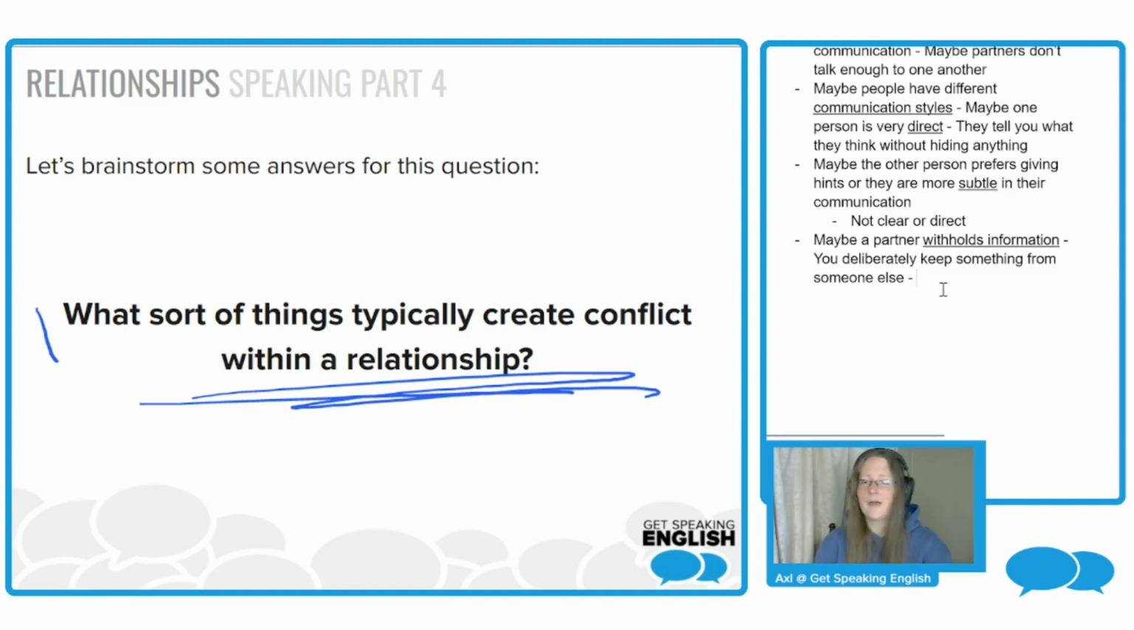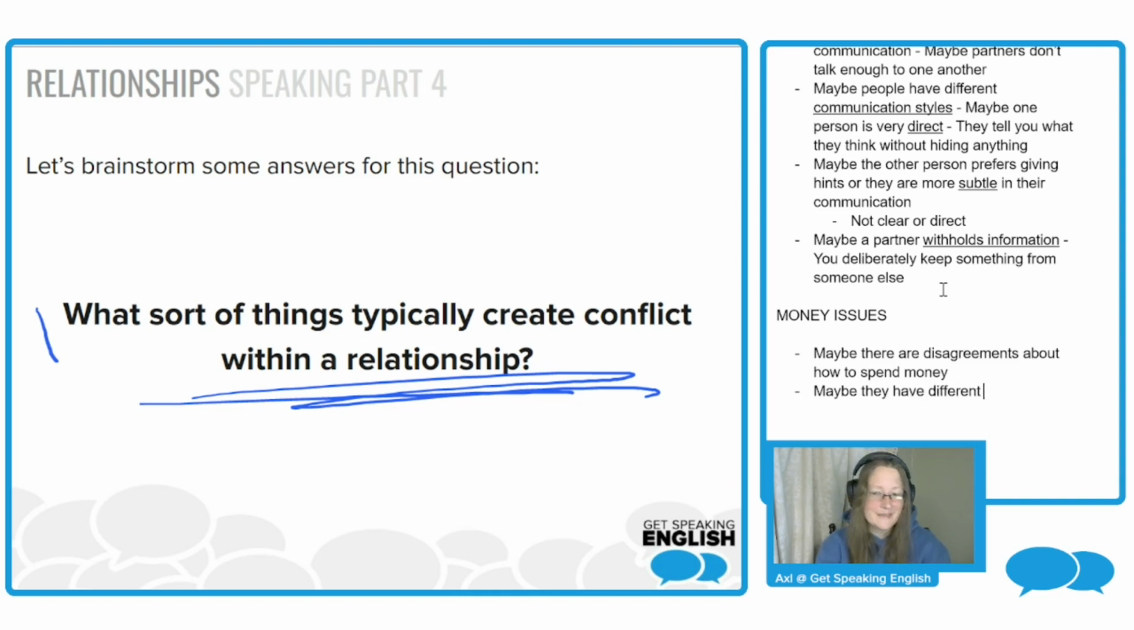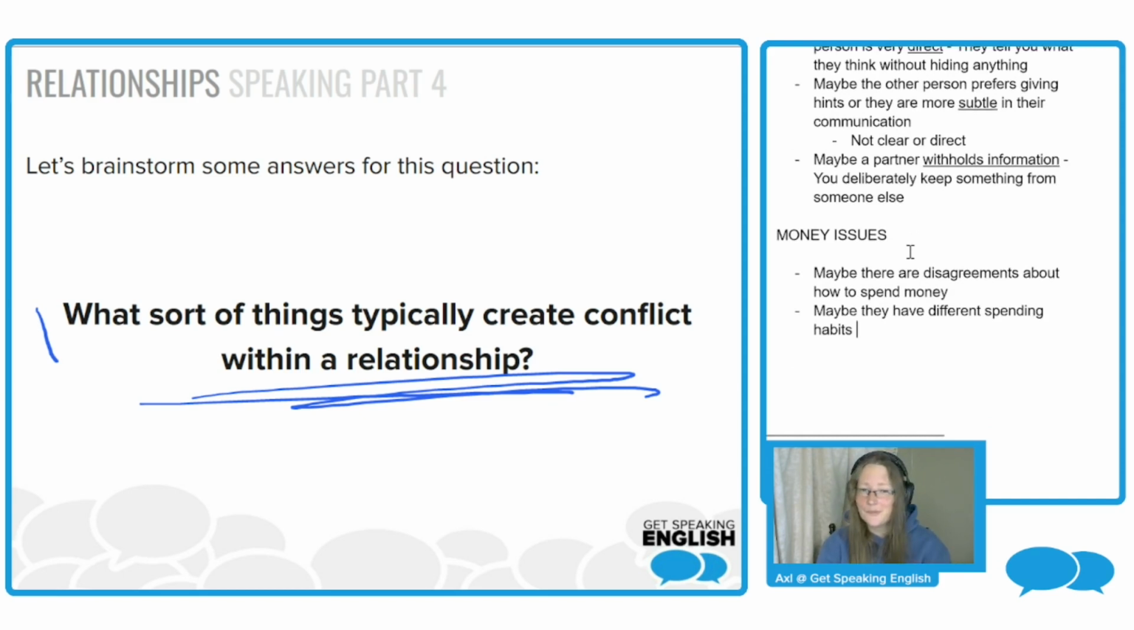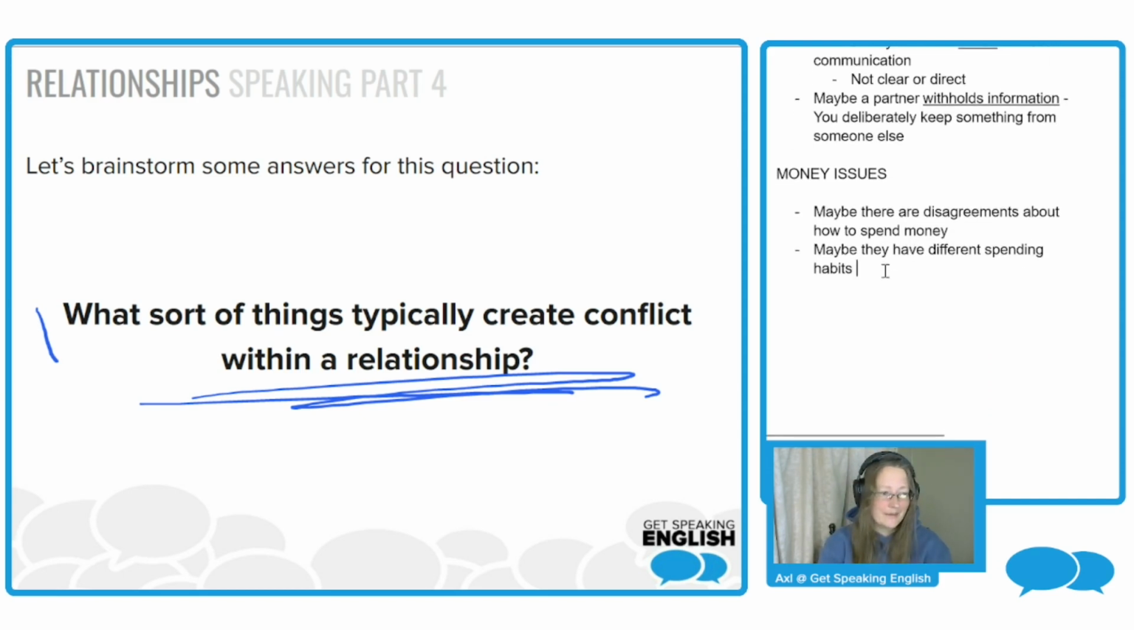Maybe let's think of another topic. Maybe money issues could be something, right? Maybe partners disagree about how to spend money. Or maybe they have different spending habits. So, how we choose to spend our money, things like that, right?